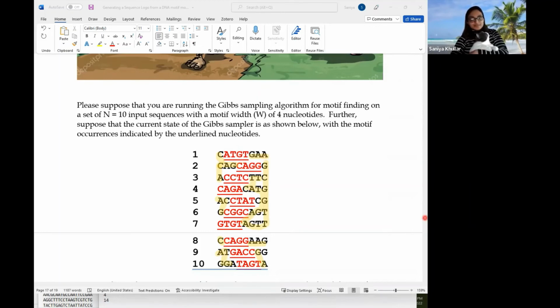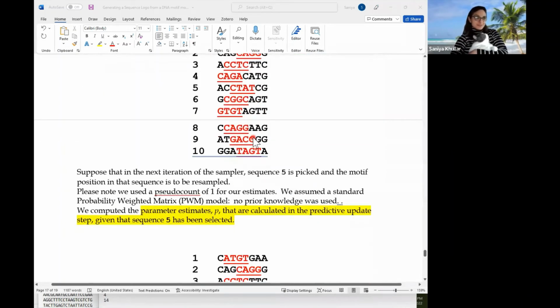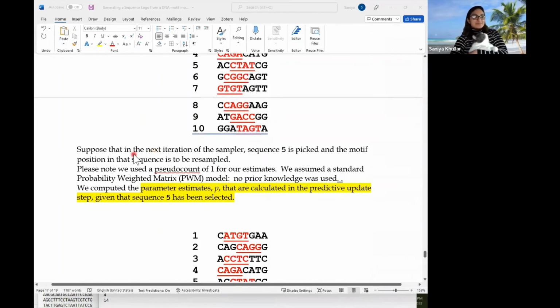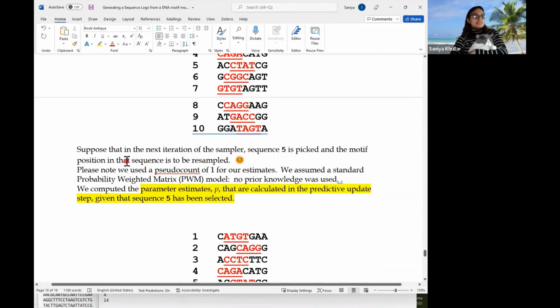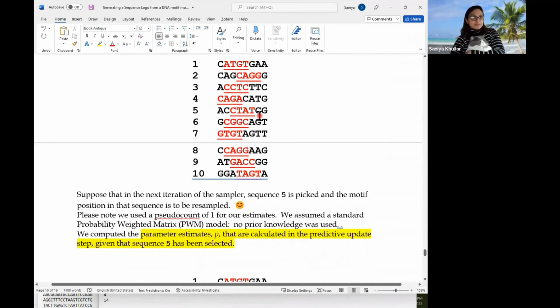We're looking at this in Gibbs, and you might recognize these sequences because we've looked at them in some other practice problems. Suppose that in the next iteration of the sampler, sequence 5 is picked, and the motif position in that sequence is to be resampled. So we're going to be resampling this.